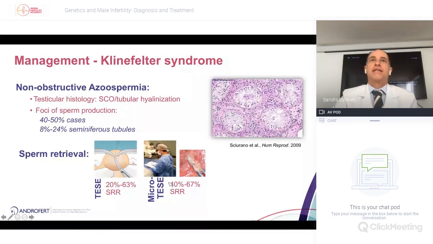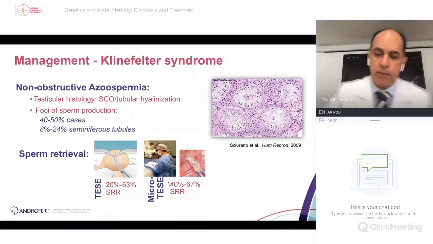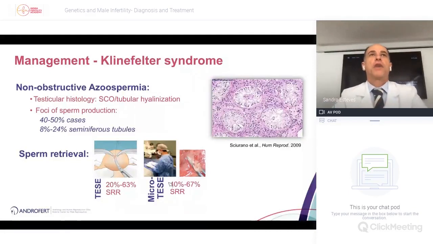These patients will have only one chance, because the testicles are so small that when you open the testicle, you need to look for the seminiferous tubules which are more enlarged, because they will be more likely to have sperm production. I will go through the sperm retrieval methods in the next lesson next week, so I will save some of the information for the next presentation.